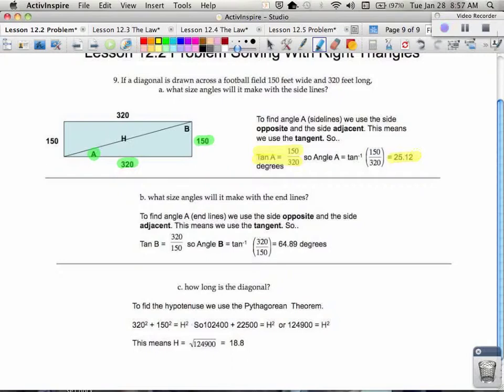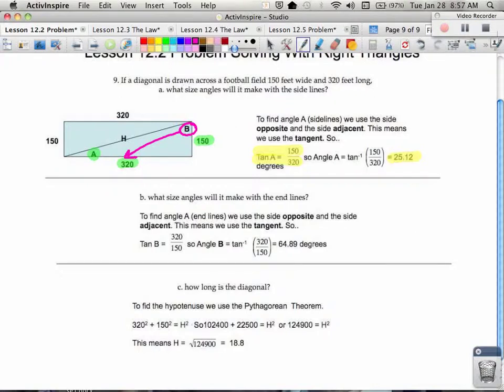Remember, that's in degrees. What if I asked, what are the angles it's making with the end lines or the touchdown line kind of thing? That's the other scenario. That's talking about angle B, because that's the one that's next to the end lines or the end zone. Now, with reference to angle B, it looks the same for the most part, but everything's flipped around because the side that's opposite to angle B is 320, and the side that's adjacent is 150.